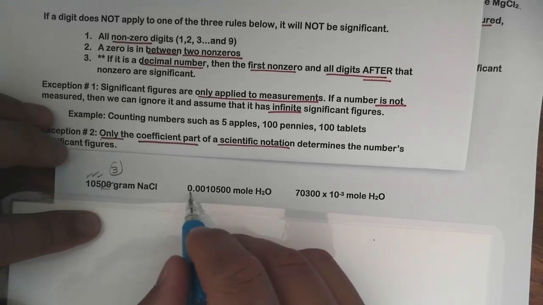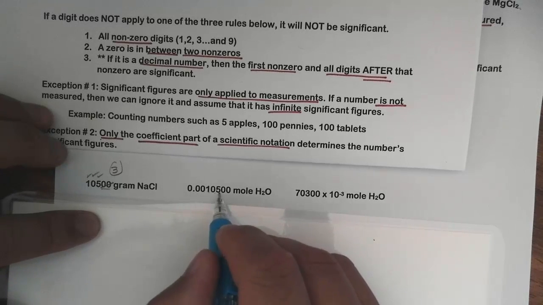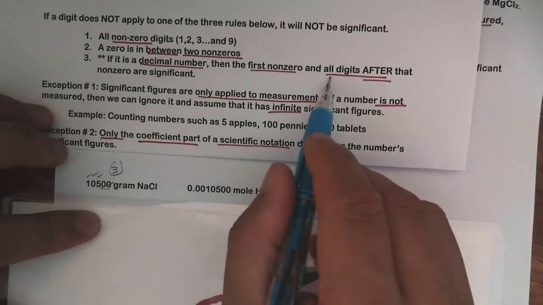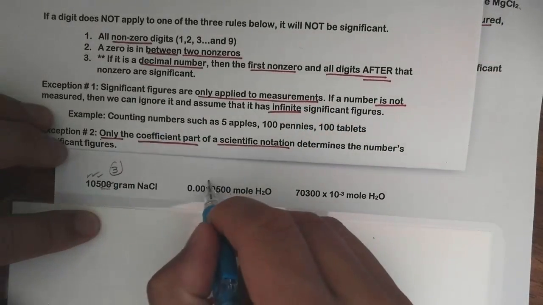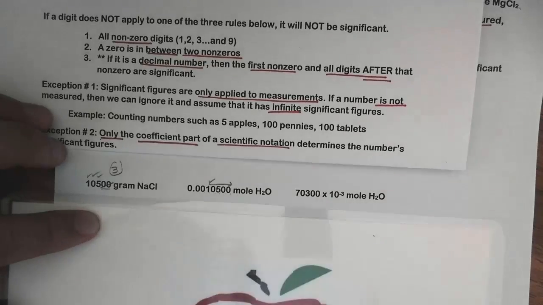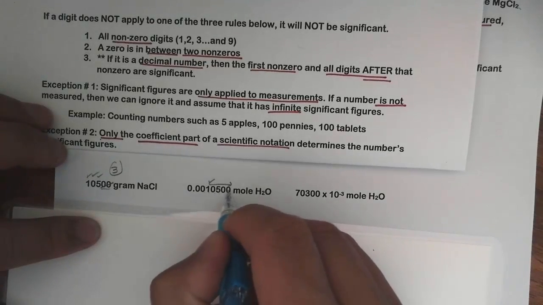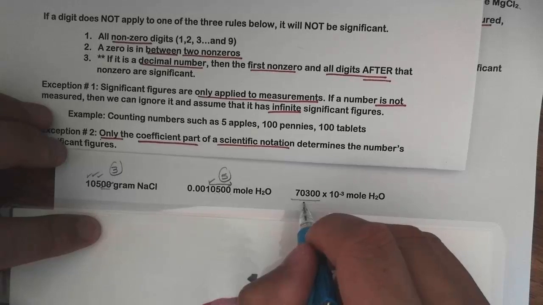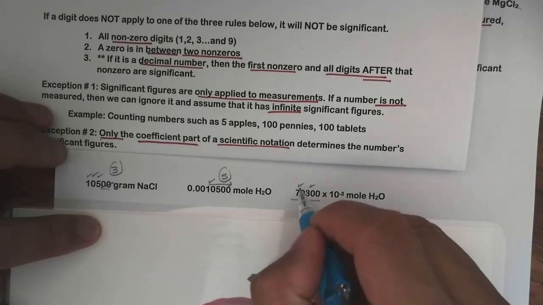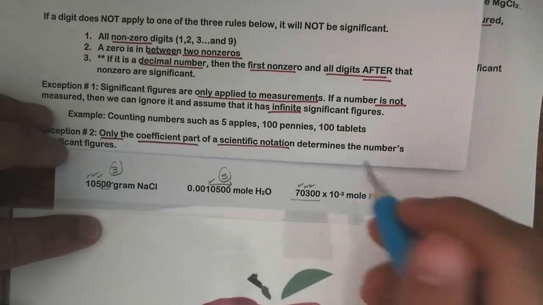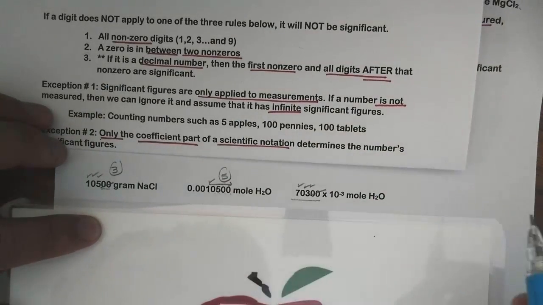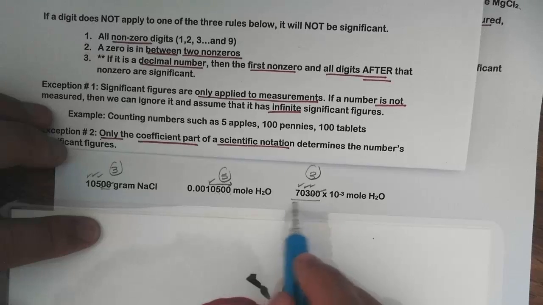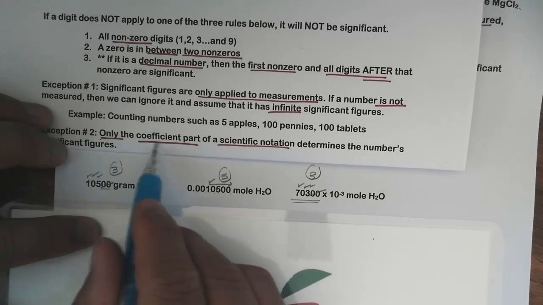Let's try another number. In this case, I have 0.001050. This is a decimal number, so we look at rule number 3. We look for that first non-zero, and all the digits after the first non-zero are significant. This is our first non-zero, followed by all the digits after it. In this case, 1, 2, 3, 4, 5. So we have 5 sig figs. Then right here we have another number. This is not a decimal number. This is significant because they are non-zero. This 0 is significant because of rule number 2: 0 between 2 non-zero. And these are not significant because they didn't follow any of the rules above. So in this case, there are 3. And why am I only looking at this part? Because for scientific notation, we only look at the coefficient.